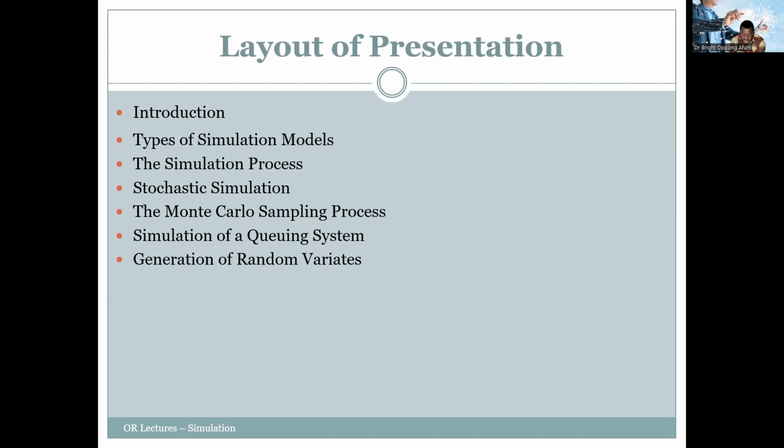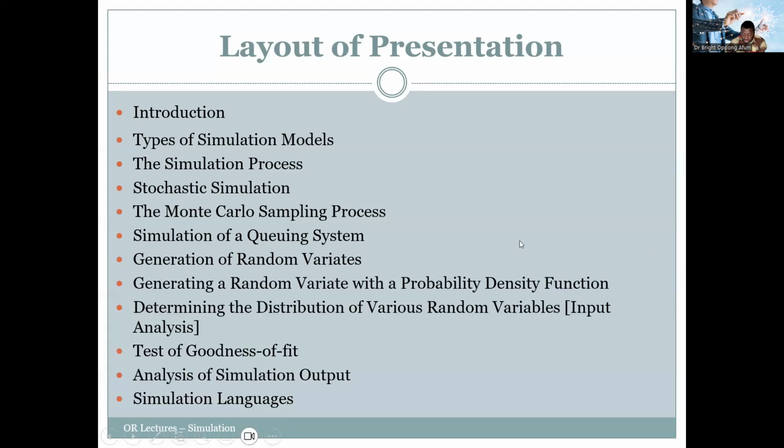In this lecture, we want to look at generation of random variates. We'll look at generation of discrete random variates, then at probability density functions, using them to generate random variates. That is, generating random variates for discrete and also for continuous variables.